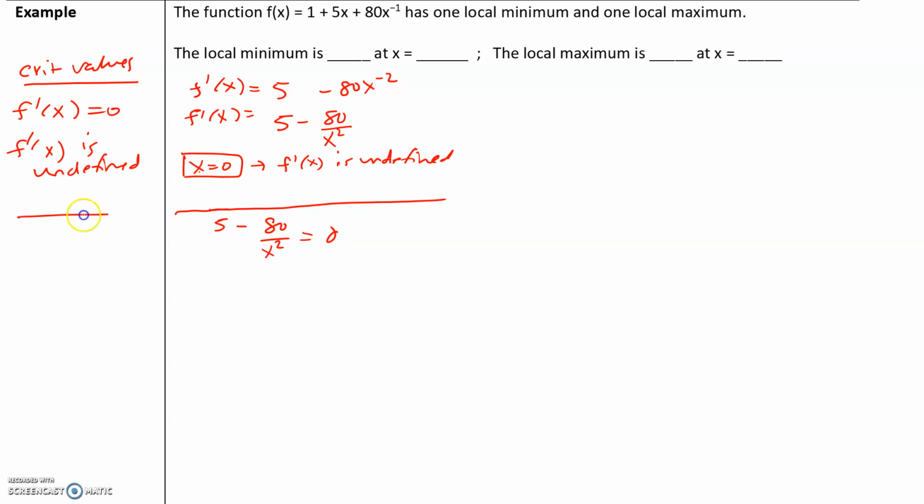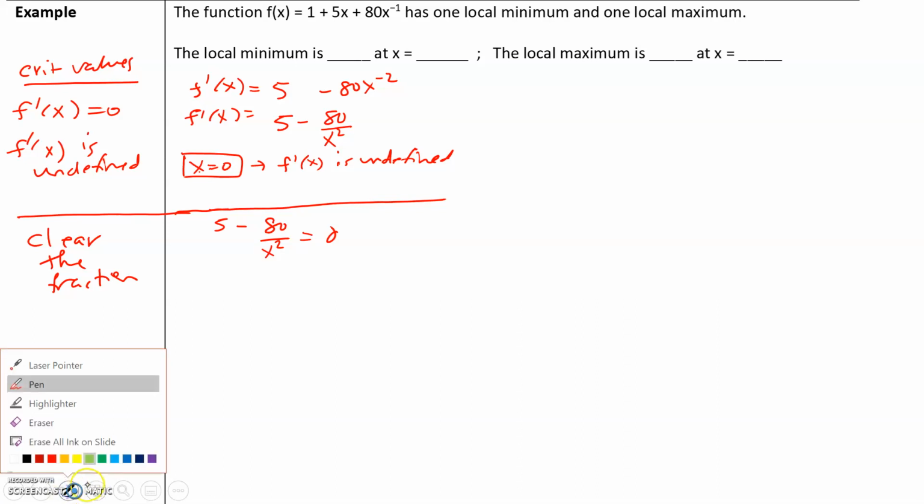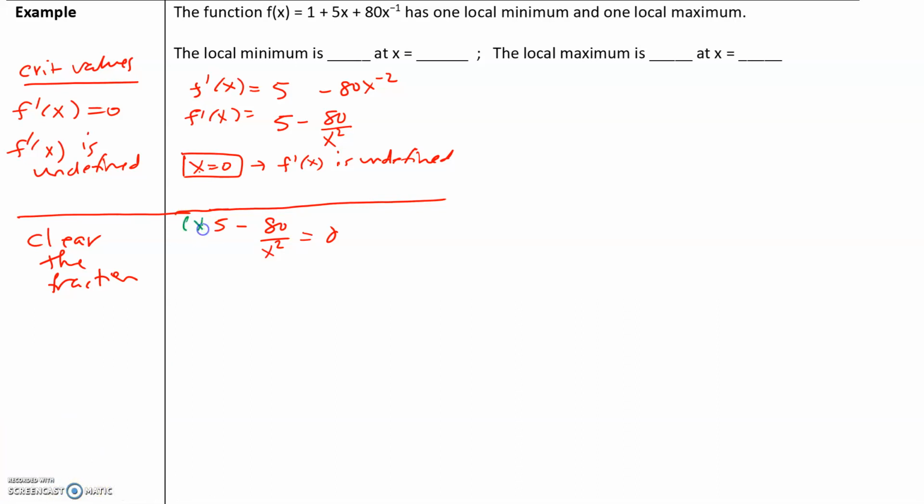Now we're going to clear the fraction. So remember, to clear the fraction, we need to multiply each term by the least common denominator. The least common denominator is x squared. So we're going to multiply the 5 by x squared, the 80 by x squared, and the 0 by x squared. Okay, so if we keep going, 5 times x squared is 5x squared. This divides to 1. That's the whole point of clearing the fraction. So we get 5x squared minus 80.